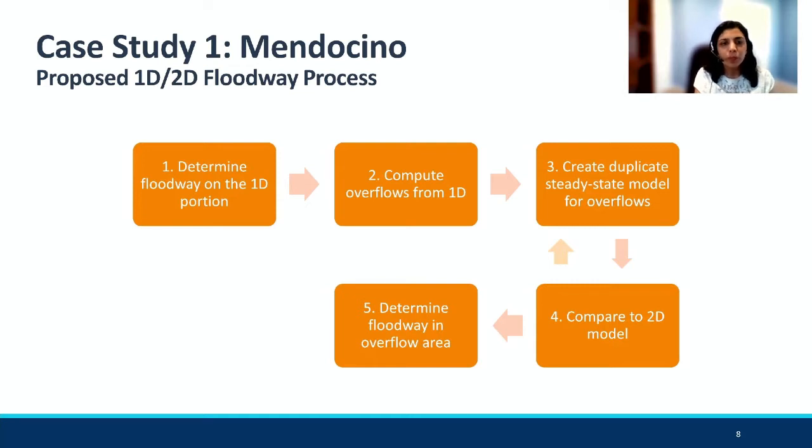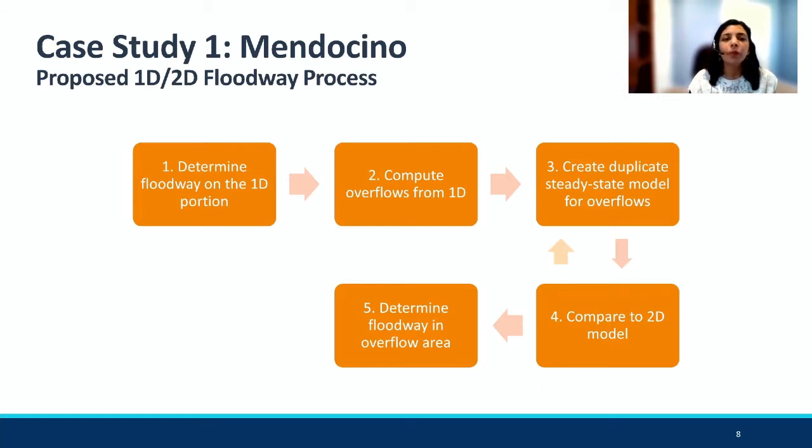The first step is to determine floodway on the 1D portion, whether all the flow can stay within the channel below the surcharge. If not, second step is to compute what needs to overflow from the 1D portion to stay below the surcharge. Third step is to create steady-state models for the overflow paths and calibrate them to the 2D results. Step 3 and 4 require some iteration while comparing the 1D 2D results. Once a good match is done, floodway is determined in the overflow area.